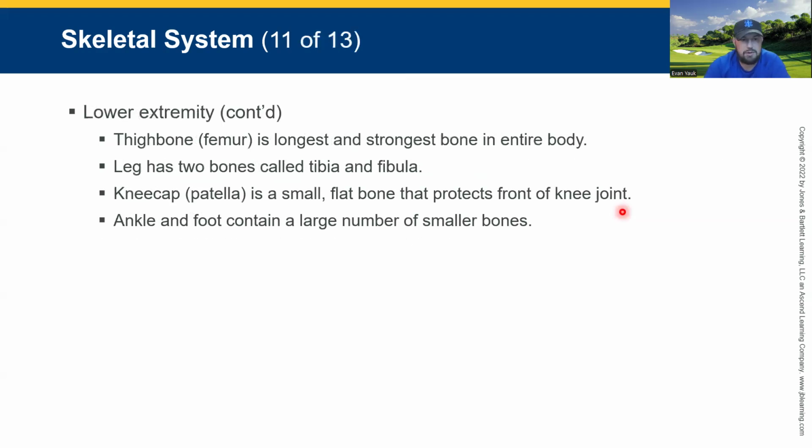I kind of thought there'd be a picture, but your thigh bone is your femur. It is the longest and strongest bone in the entire body. The leg has two bones called the tibia and the fibula. The tibia is the bigger one. The fibula is the little fib, right? The kneecap is the patella. It protects that knee joint. And then the ankle and foot contain a large number of smaller bones.